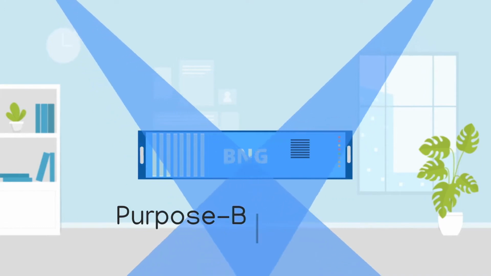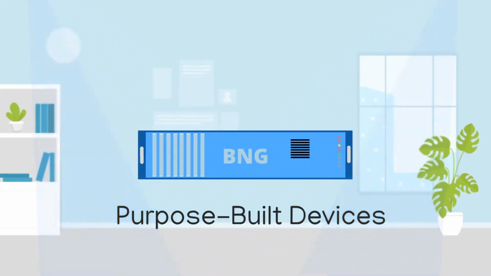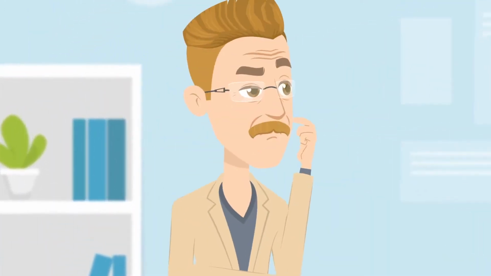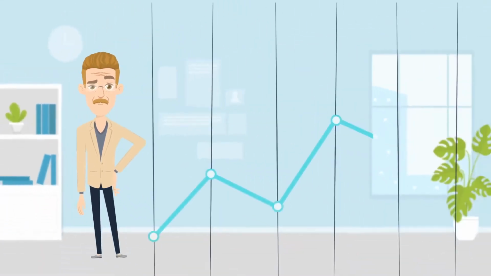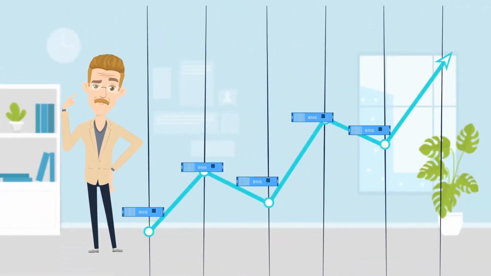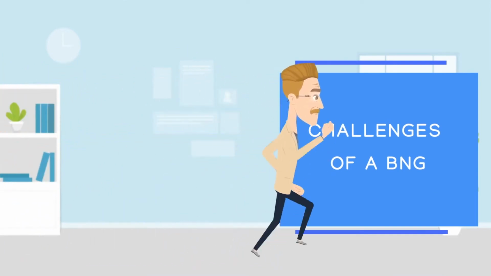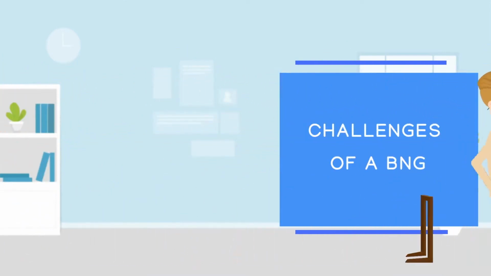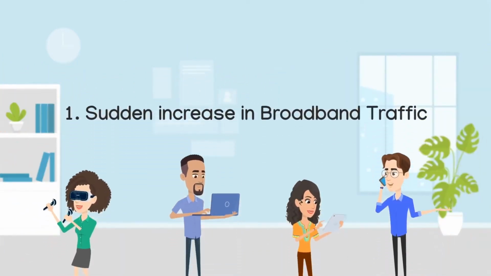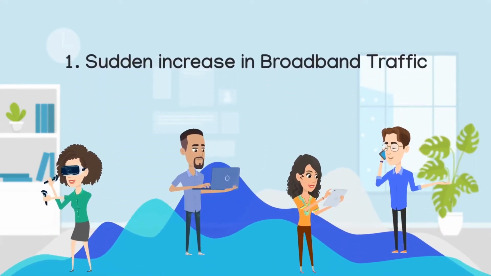BNG systems were traditionally purpose-built devices, and broadband service providers used to buy them in order to set up broadband services and buy more of them when there is an increase in demand. But today, the service providers face a number of challenges that make it difficult to cope up with these legacy BNG systems. They are: 1. A sudden increase in broadband traffic.